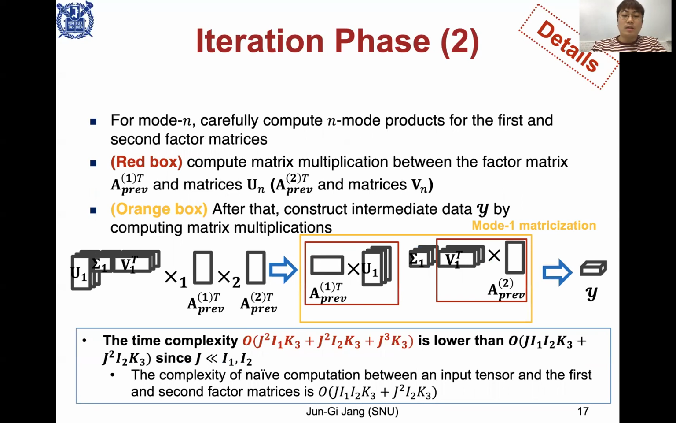Now I explain the iteration phase in more detail. In the iteration phase, D-Tucker carefully computes n-mode products for the first and second factor matrices. For example, D-Tucker first computes matrix multiplications between the first factor matrix and the left singular matrices of the SVD results. After that, we construct intermediate data Y by computing matrix multiplications. The time complexity of the above procedure is lower than that of naive computation between an input tensor and the first and second factor matrices.